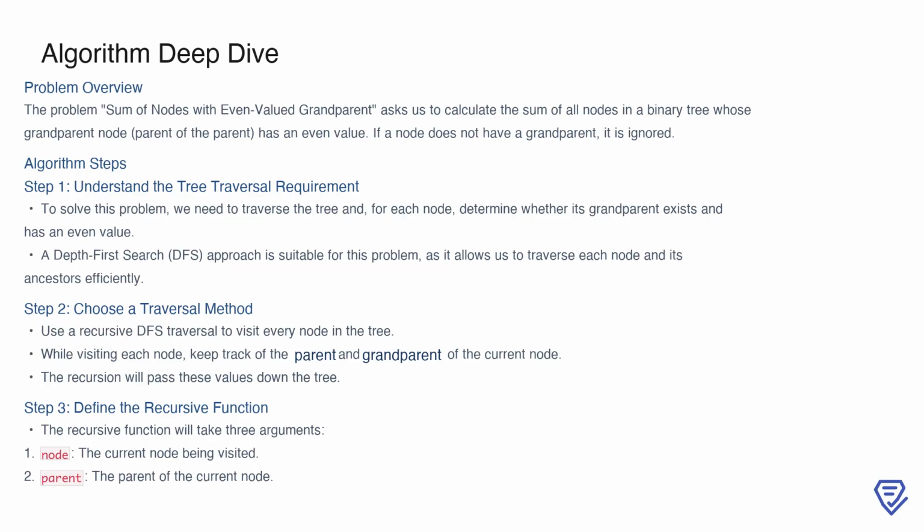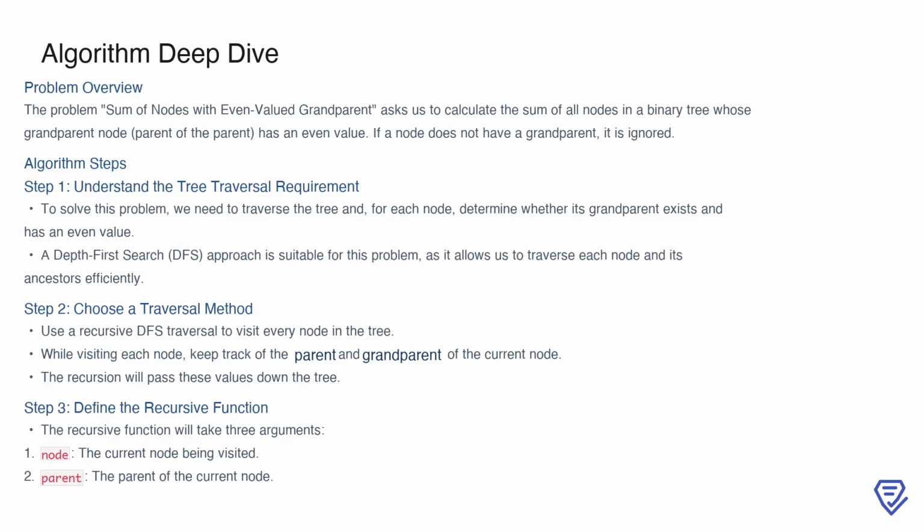To solve this, we need to traverse the tree while keeping track of each node's parent and grandparent. Depth-first search, or DFS, is an ideal choice for this task because it allows us to efficiently visit each node and its ancestors. As we traverse, we will use recursion to propagate the parent and grandparent information down the tree. This ensures that at every step, we know whether the grandparent exists and whether its value is even, which is the key condition for including a node's value in the sum.